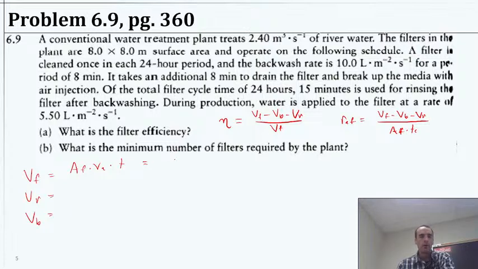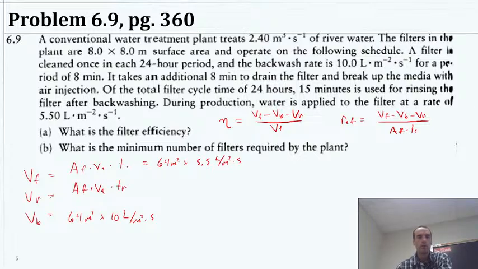So whereas the volume filtered is going to be, the 8x8 should be 64 square meters times the loading rate, which was 5.5 liters per square meter per second. The volume for the backwash would have been 64 square meters times this 10 liters per square meter per second. Rinsing would also be pretty straightforward, like that.